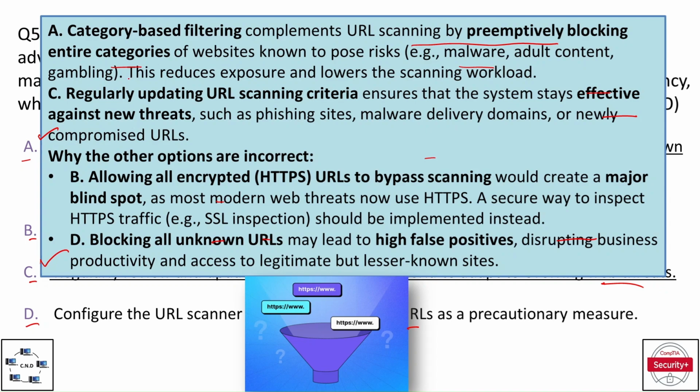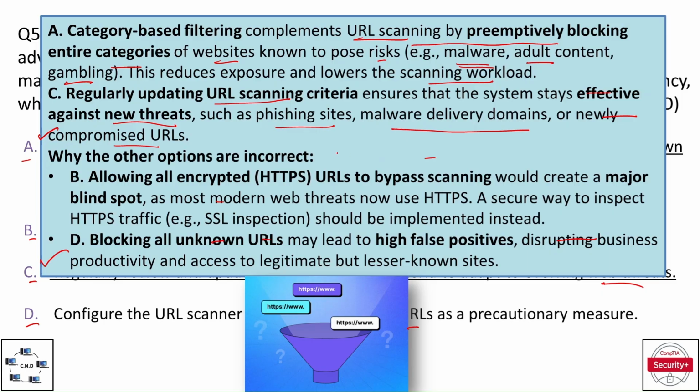And the explanation is, option A, category based filtering complements URL scanning by preemptively blocking entire categories of websites known to pose risks, for example, malware, adult content, and gambling. This reduces exposure and lowers the scanning workload. Option C, regularly updating URL scanning criteria ensures that the system stays effective against new threats such as phishing sites, malware delivery domains, or newly compromised URLs.